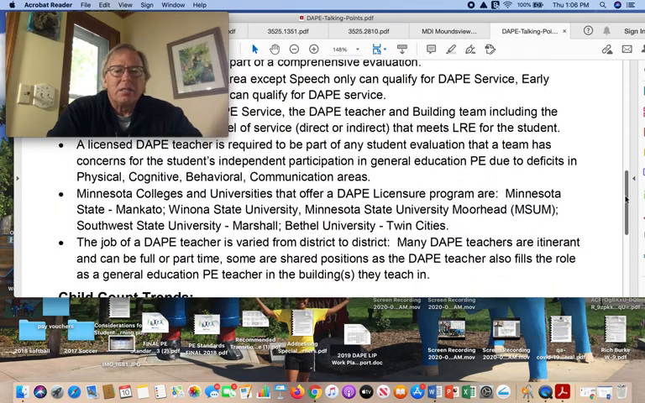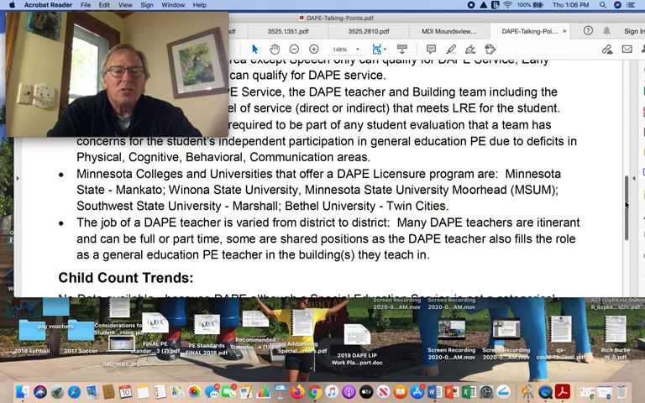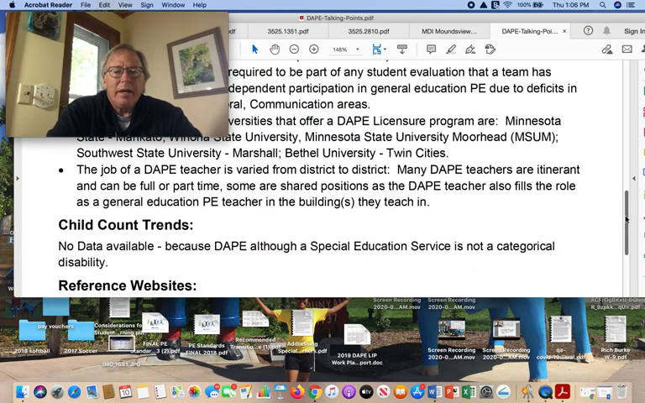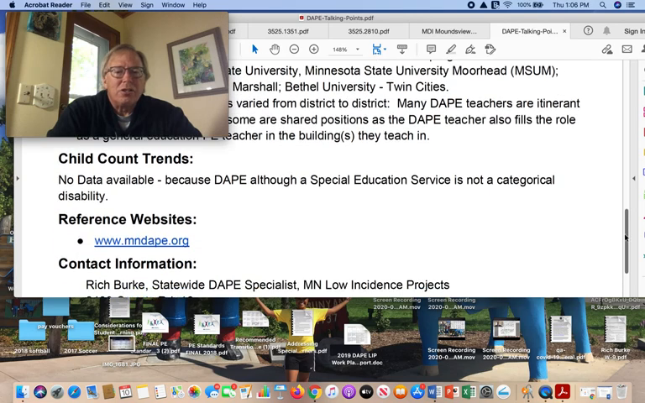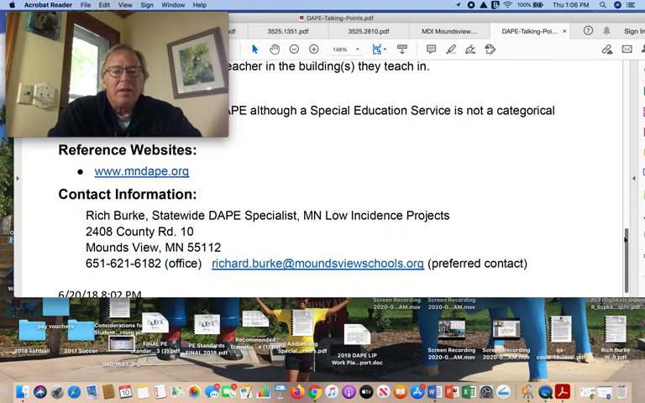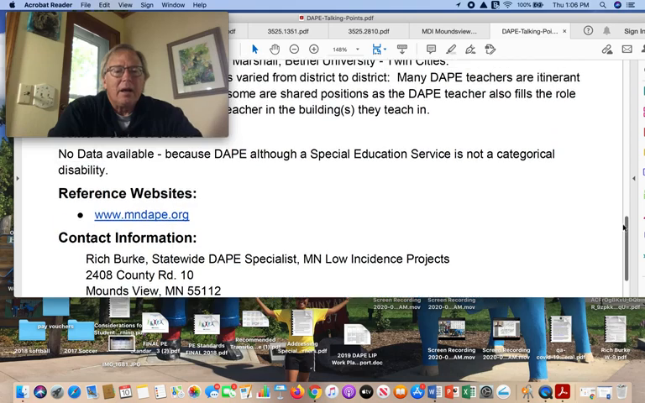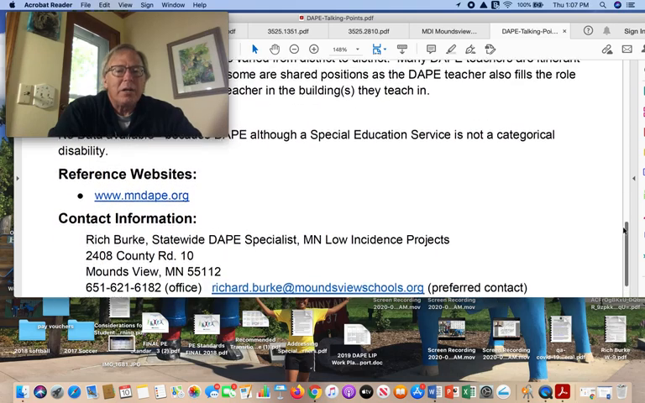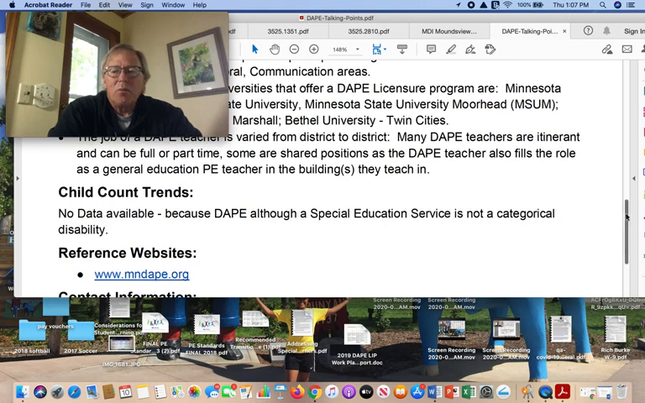And in there, I listed also all of the different licensure programs and just some other information. The one thing that is not listed in state, because it's not a categorical disability, is DAPE. We are a special education service, not a related service, like I've said, but we are not a categorical disability. So we don't get to pull numbers of students in Minnesota. And I see that I didn't update my information since I've retired, so I'll make sure to update my website and my email address.